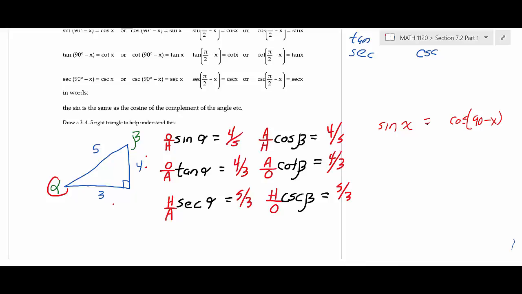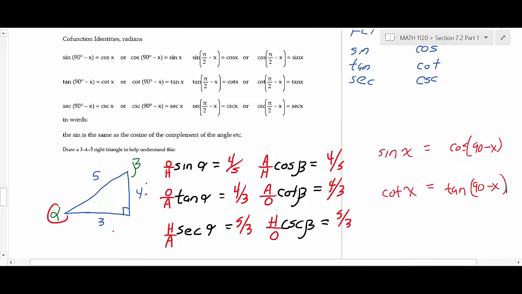Okay, I'll do a couple more. I can pick any trig function I want to. I'll pick the cotangent of x. What is the cofunction of the cotangent? Take the co off. It's a tangent. Okay, how do you find the complement of x? You do 90 minus x. Now if you go up and look at your identities, they all have that same structure.